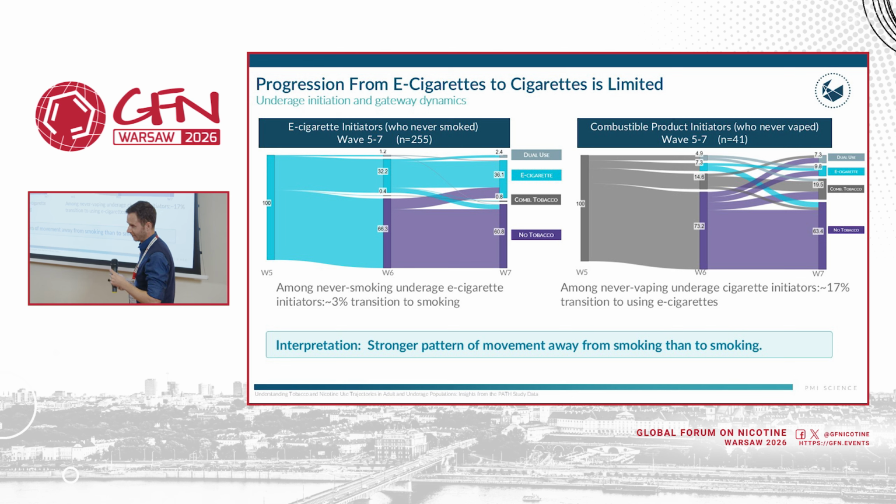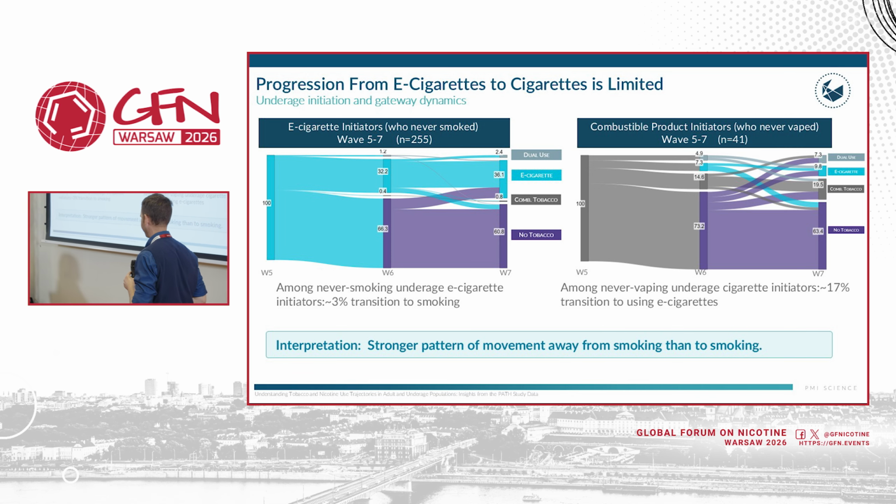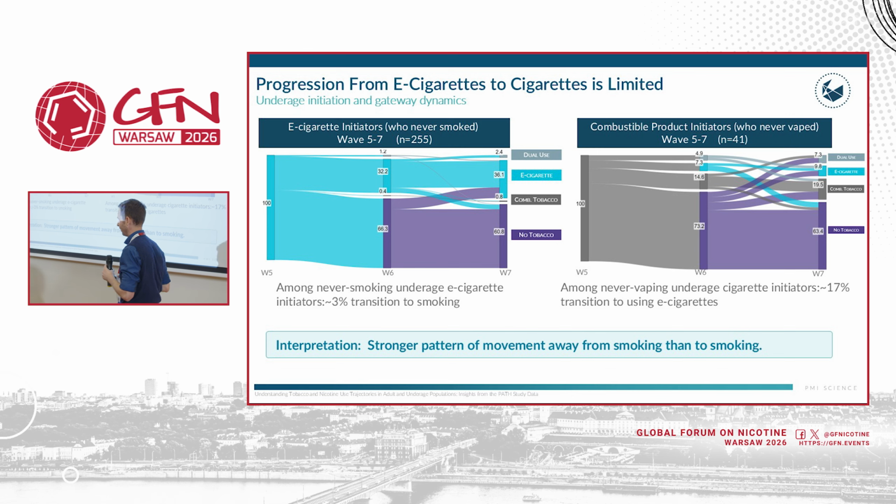Okay, that was claim number 1: dual use is transitory and not a stable category. Claim number 2, gateway. So, of course, one big issue or fear of electronic cigarettes is that new initiators of electronic cigarettes would become smokers eventually.